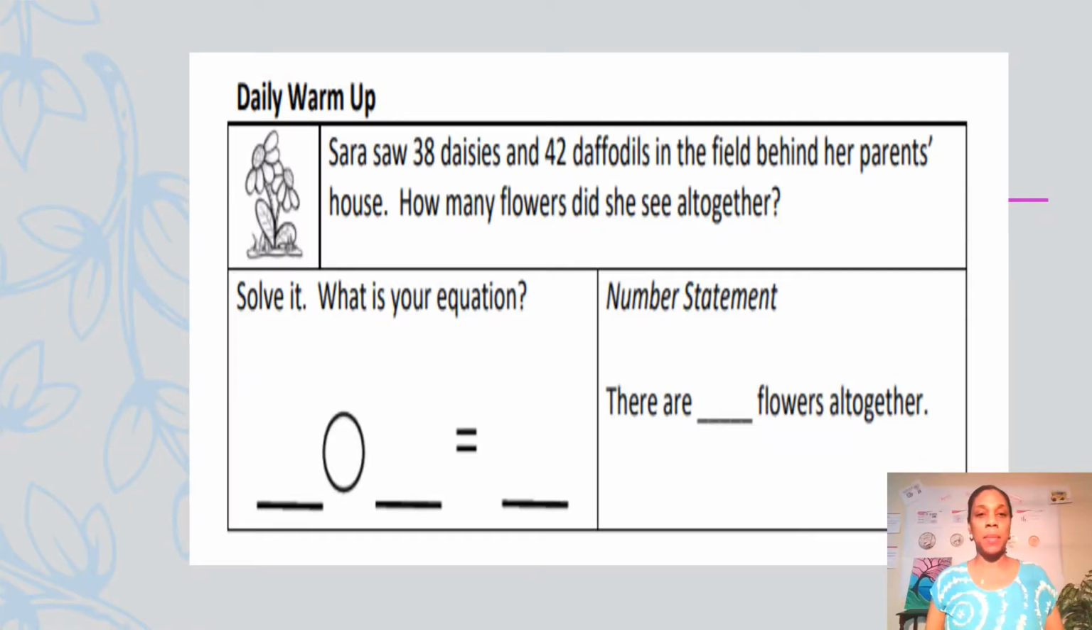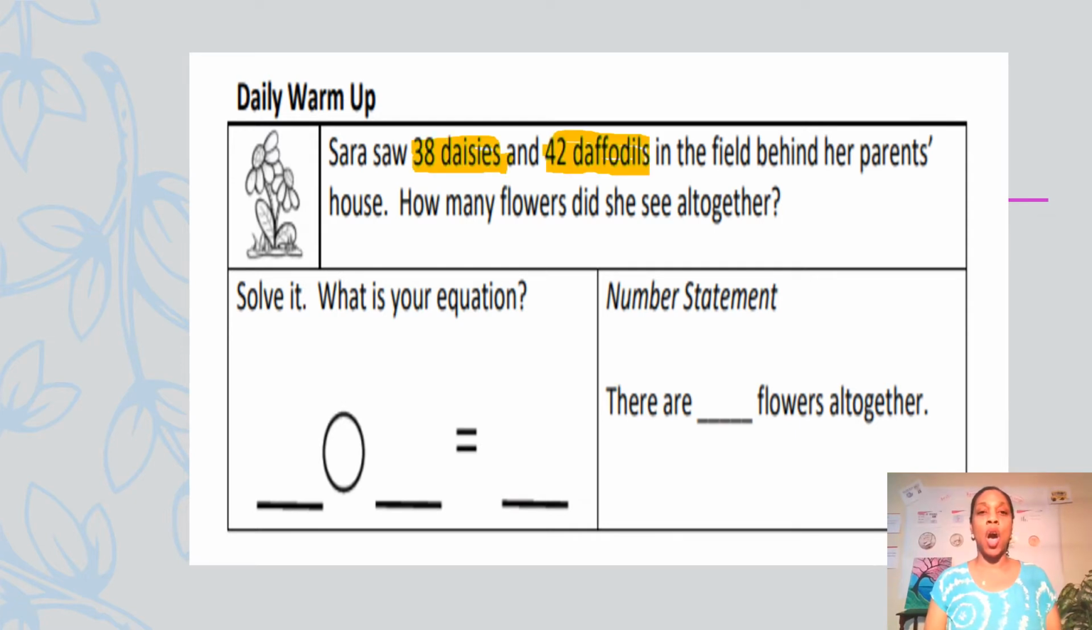So now I'm looking at my daily warm-up. Sarah saw 38 daisies and 42 daffodils in the field behind her parents' house. How many flowers did she see altogether? So first I look for some important things. I'm looking for quantities, which are numbers, and units, the amount of what. So my units are what am I talking about?